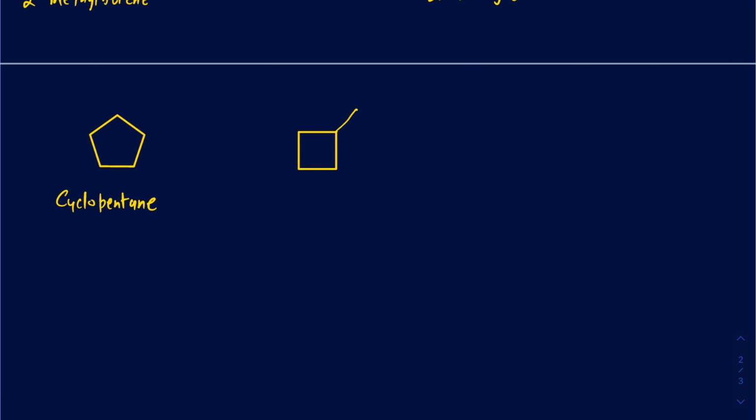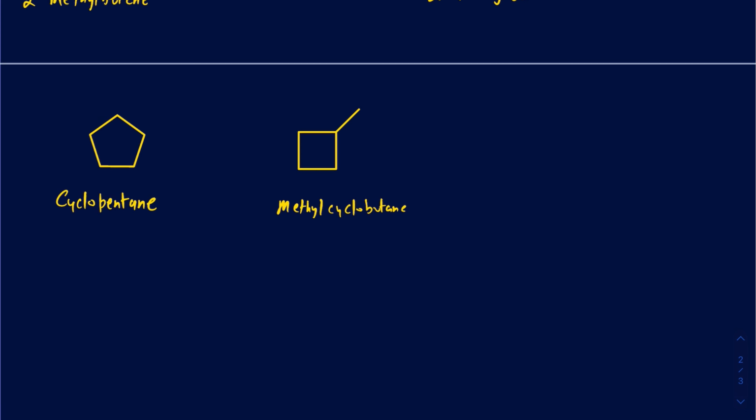Then I can have a methyl coming out from one of those positions. Now this one would be called methyl cyclobutane. It doesn't matter where you put this methyl. I can put it right here, or right here, or right here. It would still be called a methyl cyclobutane. What else can I do?